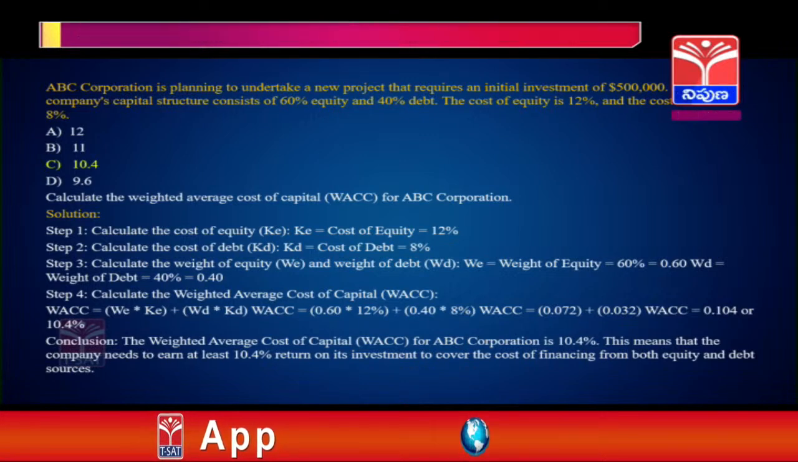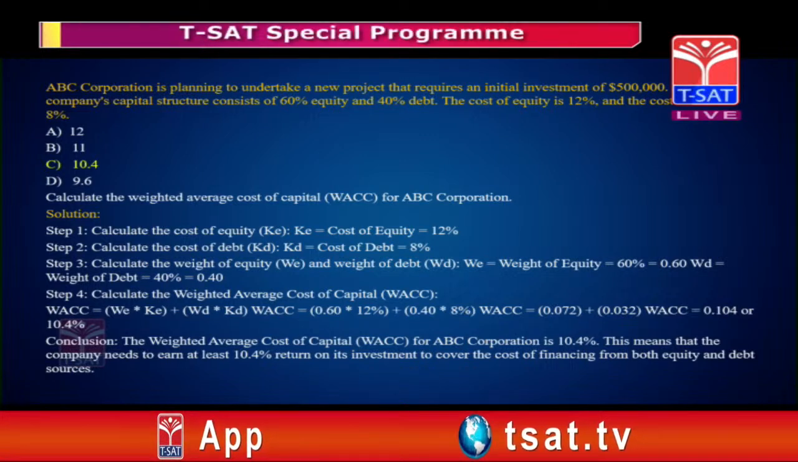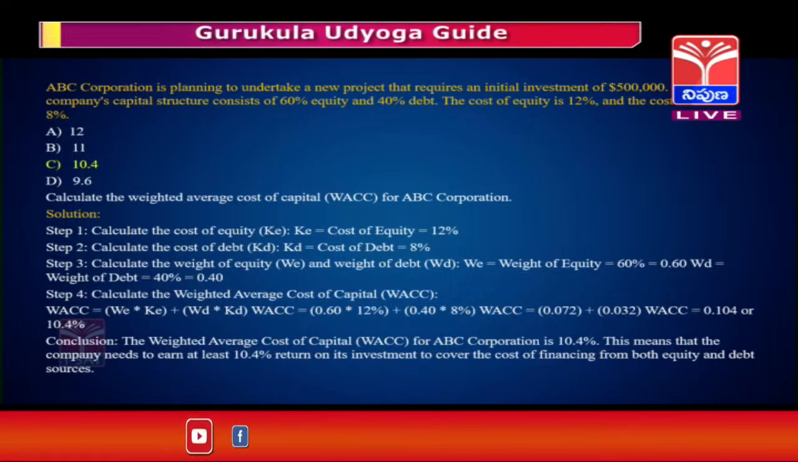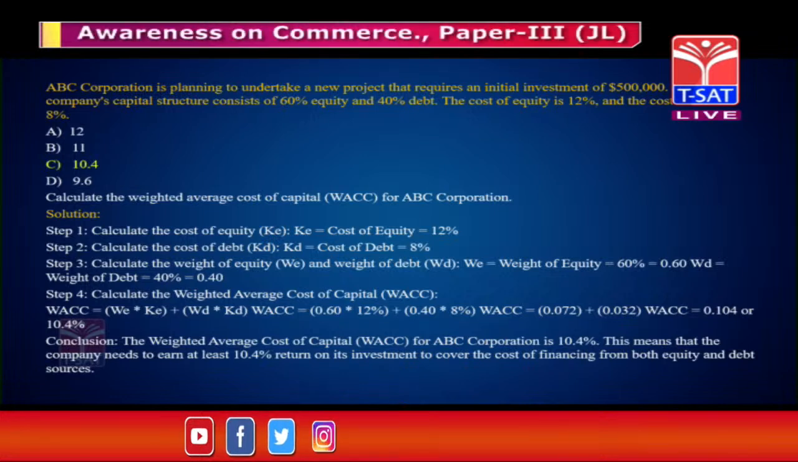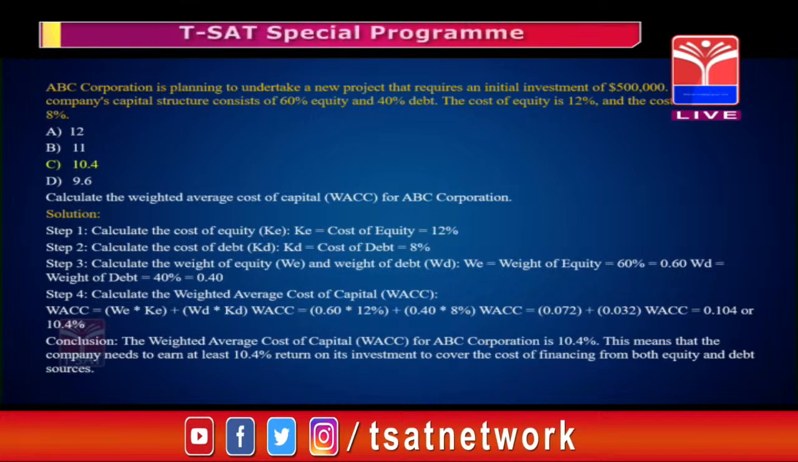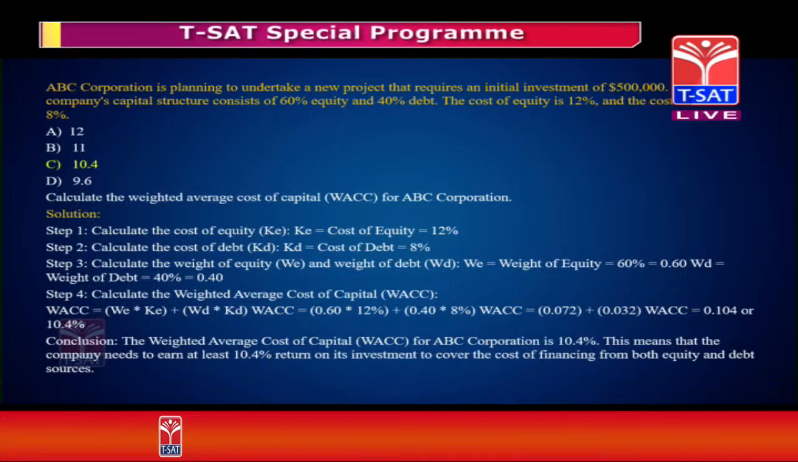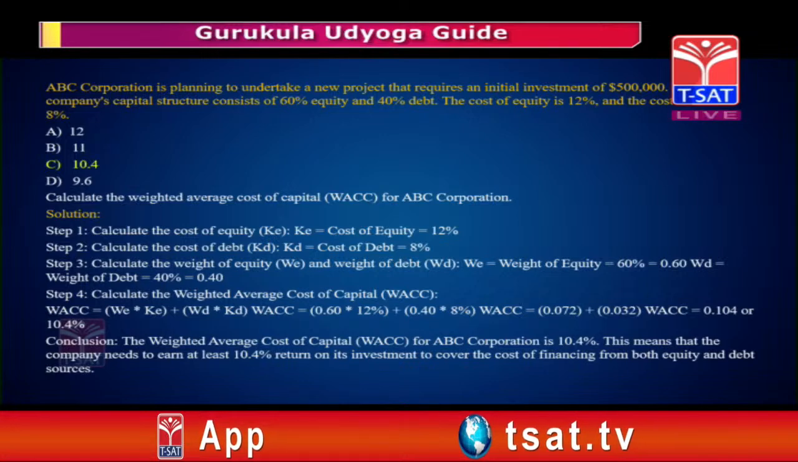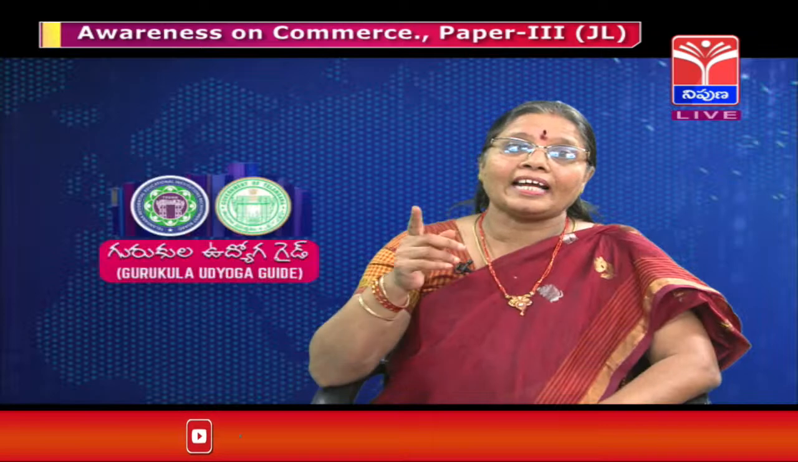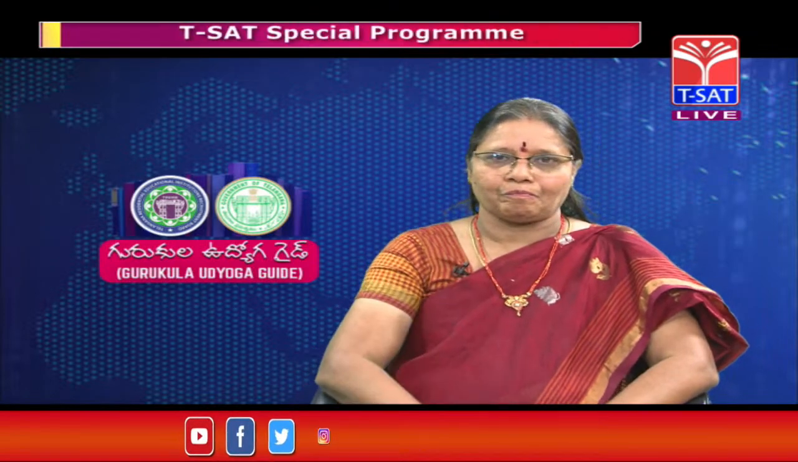We say your weight into your cost of equity: your weight is 60% and that is multiplied with the 12%, and then your 40% is multiplied by the 8%. After multiplication, your weighted average cost of capital gives you an answer of 10.4. So this is very important when we are looking at the applicability part.